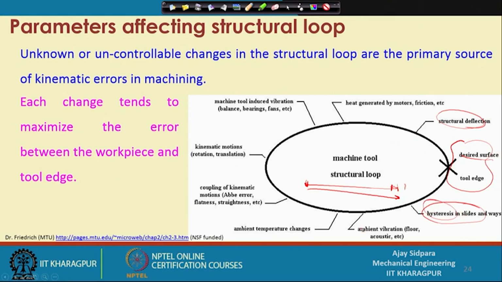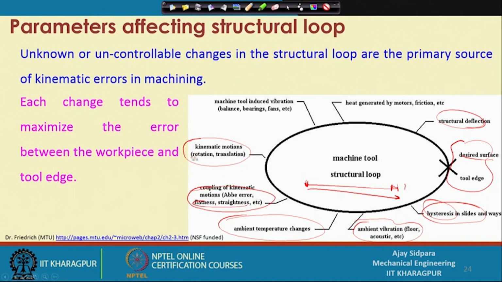You end up with this type of hysteresis. Then ambient vibration, floor acoustic vibration, which will come through other machines or other equipment to our micro machining center. Ambient temperature also plays an important role, because if the room temperature where the machine is installed is variable, it will affect the machining performance. Then these are the errors which we are going to discuss now: flatness error, straightness error, and some other things.